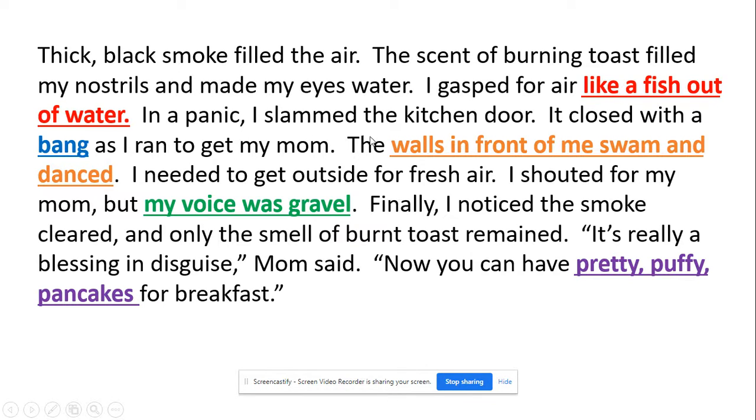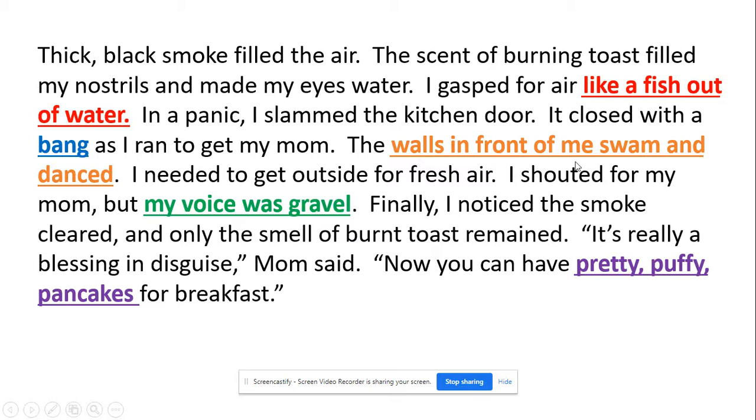In a panic, I slammed the kitchen door. It closed with a bang as I ran to get my mom. Bang is an example of an onomatopoeia. I also see another example of an onomatopoeia. The word slammed can also be highlighted if you want to take your highlighter or color pencil and highlight slammed. They're words that make noises.